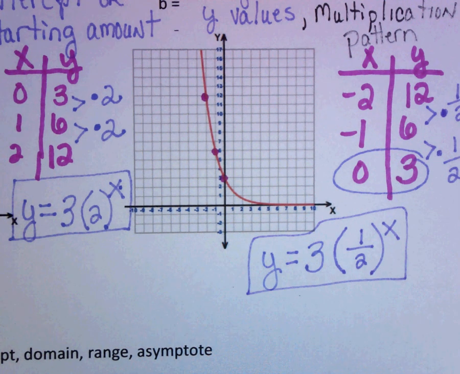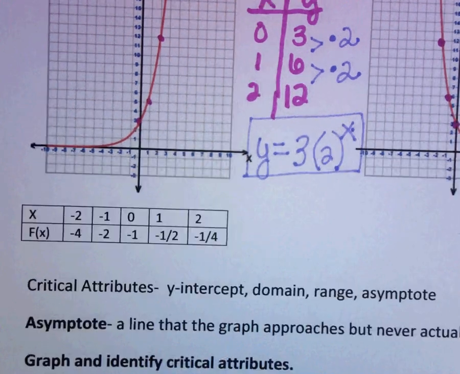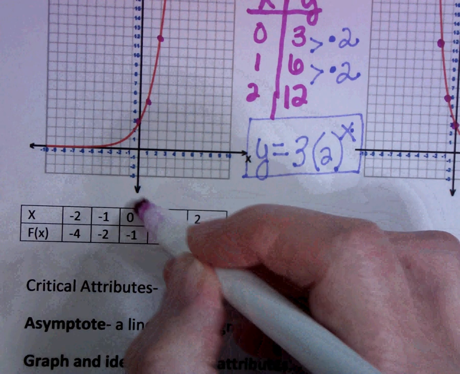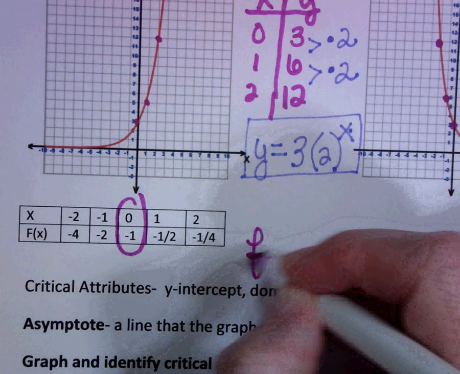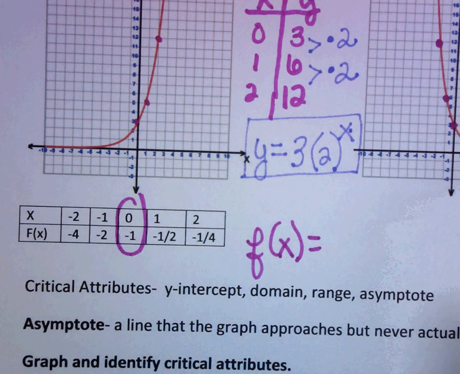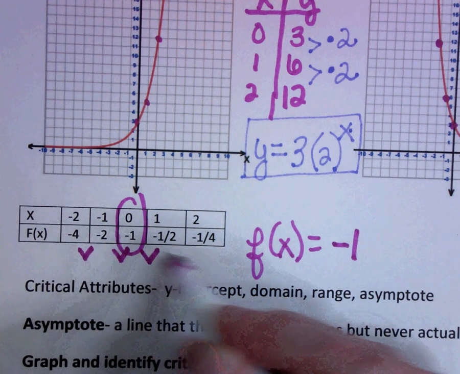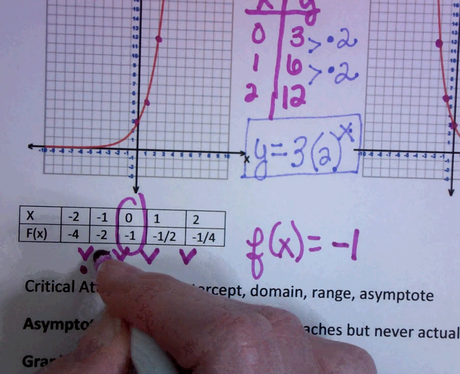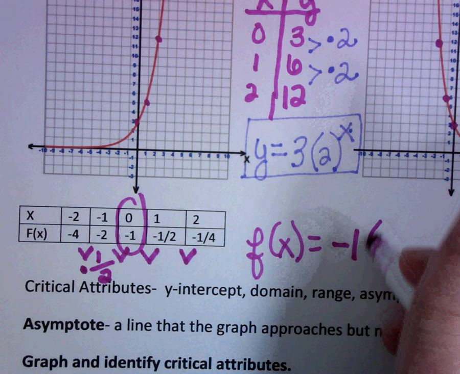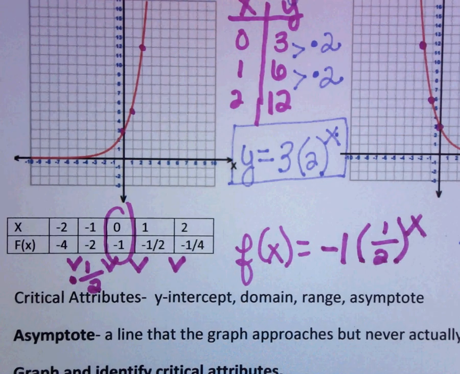Okay, now that's from graphs. Let's look at a table real quick. So we have an example with a table. Hopefully you see right here, this is our y-intercept. So we're going to say f of x equals -1. And here, what is our pattern? What are we doing to get from one number to the next? And I think you will see we're doing times 1/2. I'm thinking that this might be wrong, but we're just going to go with that for right now. That's the general idea. Okay?